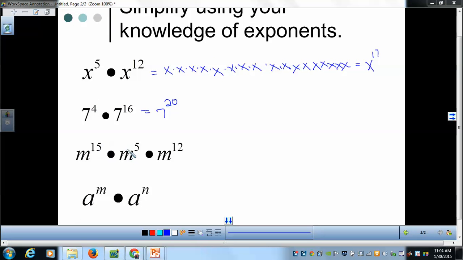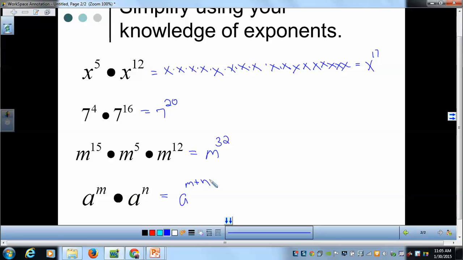Now this works, all right, no matter how many terms we are multiplying, as long as all these terms have the same base, because that's telling us how many of that number to multiply. So we have 15 m's here, 5 m's here, 12 m's here. So in total we have 15 plus 5, which is 20, plus another 12, which is 32 m's being multiplied together. So in general, when we multiply two things with the same base, we add the exponents to get the total amount of items we are multiplying.